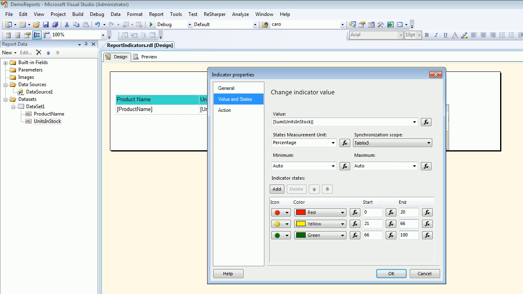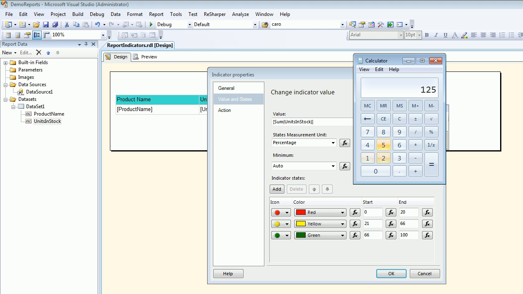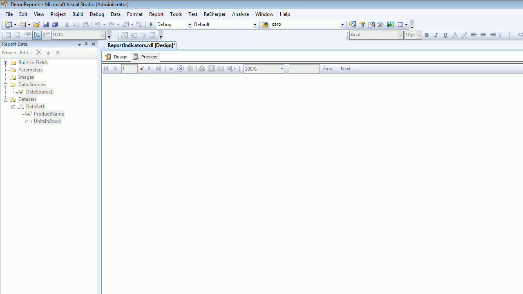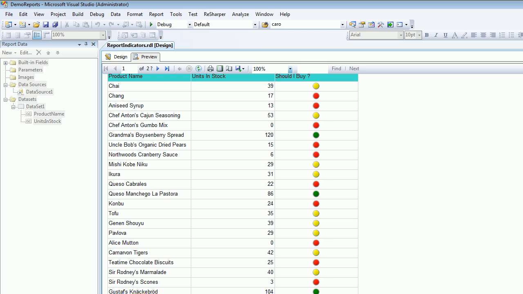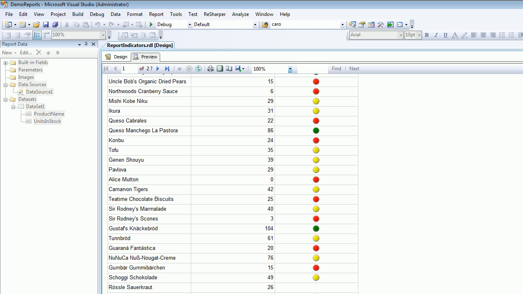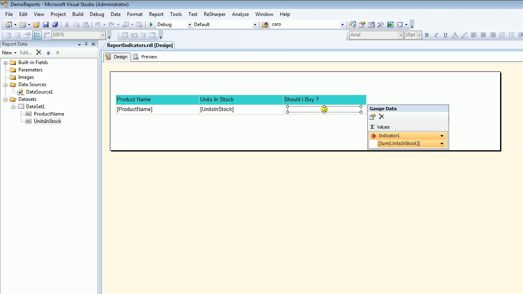If you really want to see what exactly happened, I have the calculator. As we know, 125 times 20%, which is 0.20, gives 25. So the values from 0 to 25 will be red. So let's have a look. 17 is red, 13 is red, 24 is still red. You can see 29 is not. So it is again 29, just to prove my point. This is how the system works.